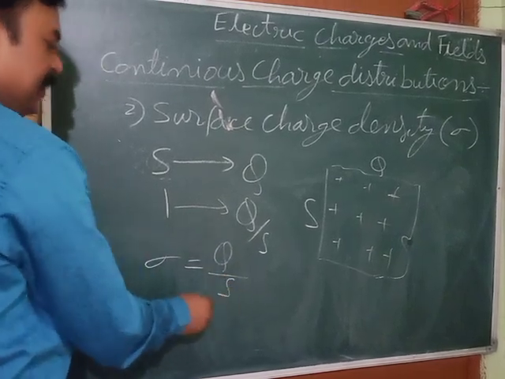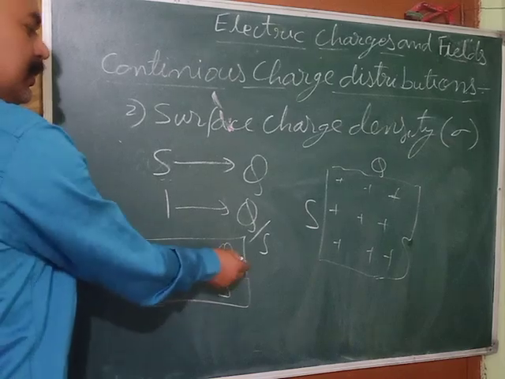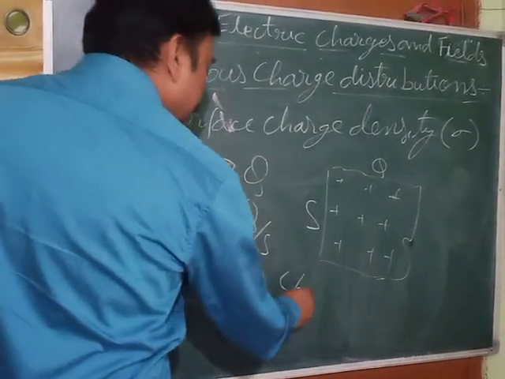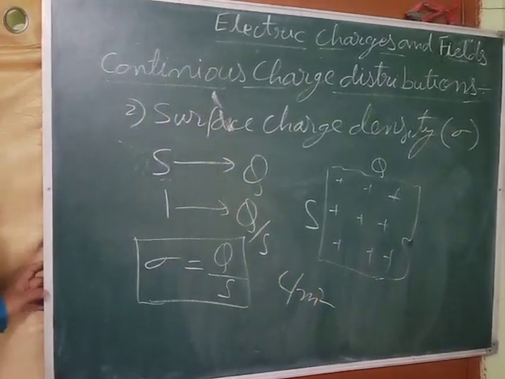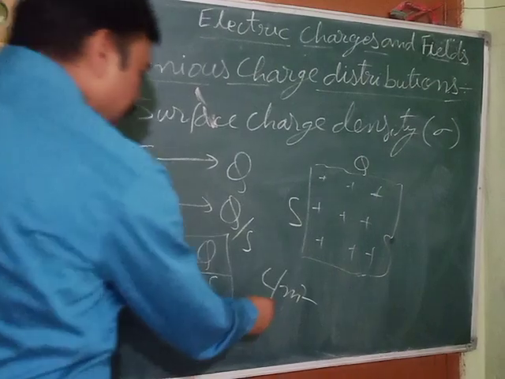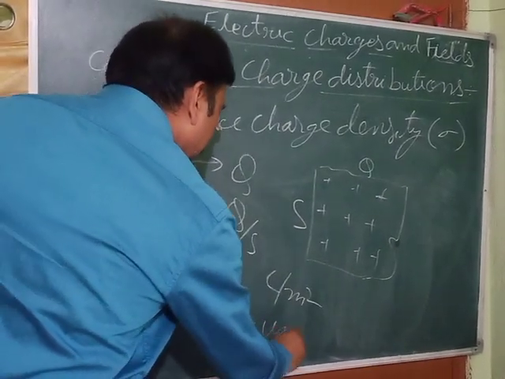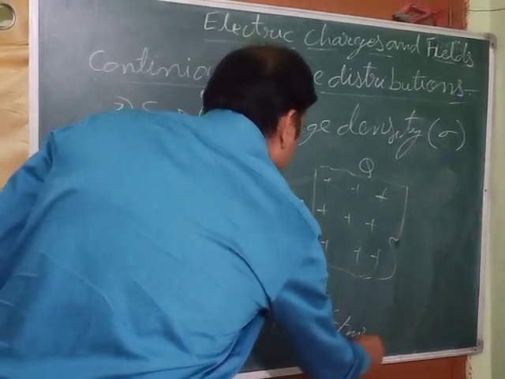S is the surface area. This is the formula, and from here you can get the unit. Charge has the unit coulomb, and surface area has the unit meter square. So the SI unit is coulomb per meter square.